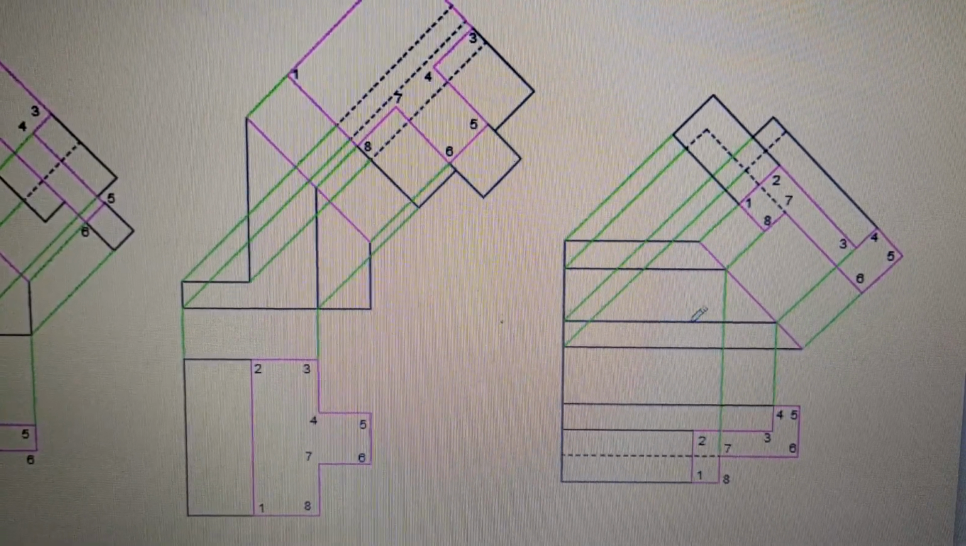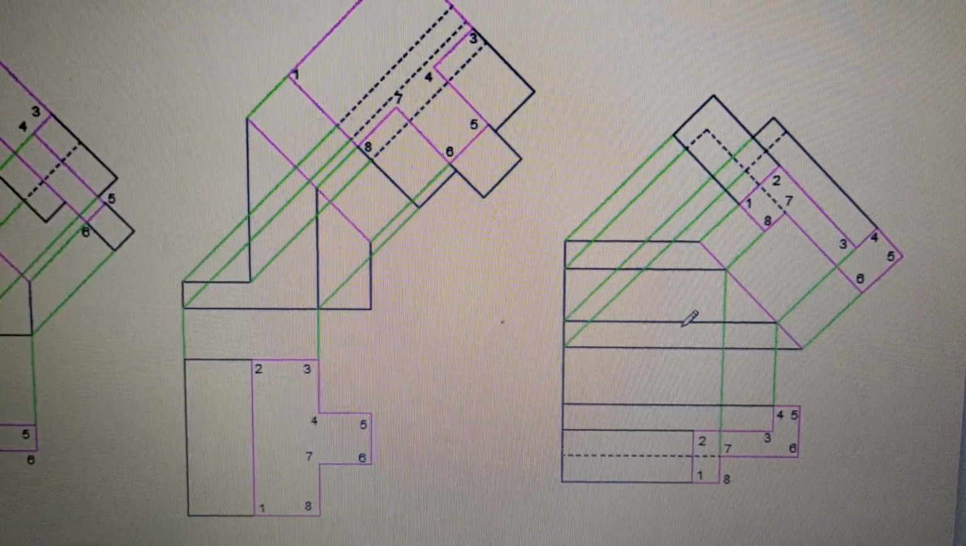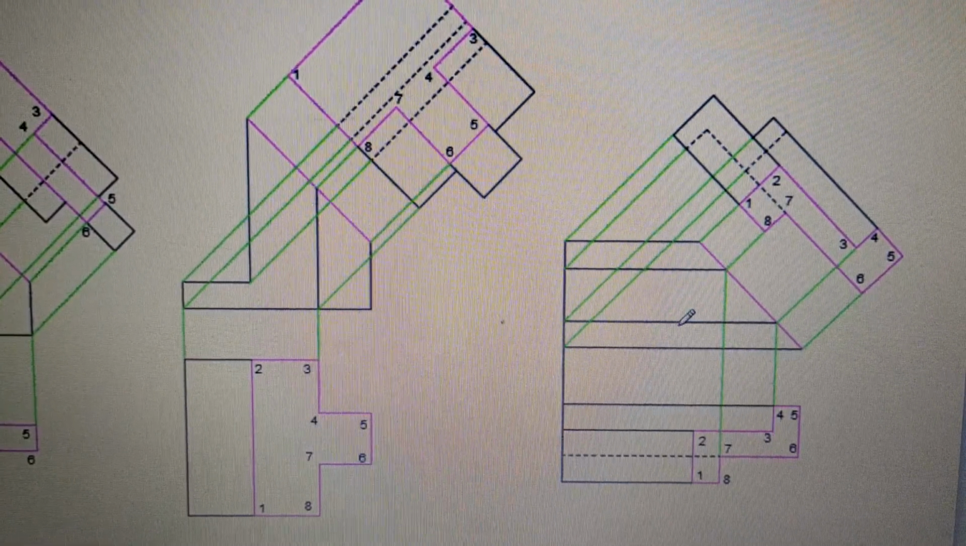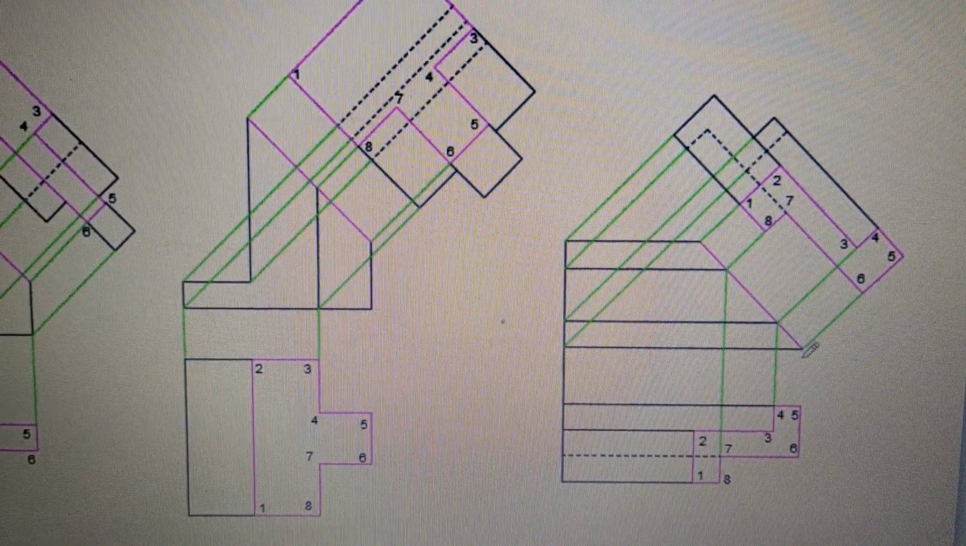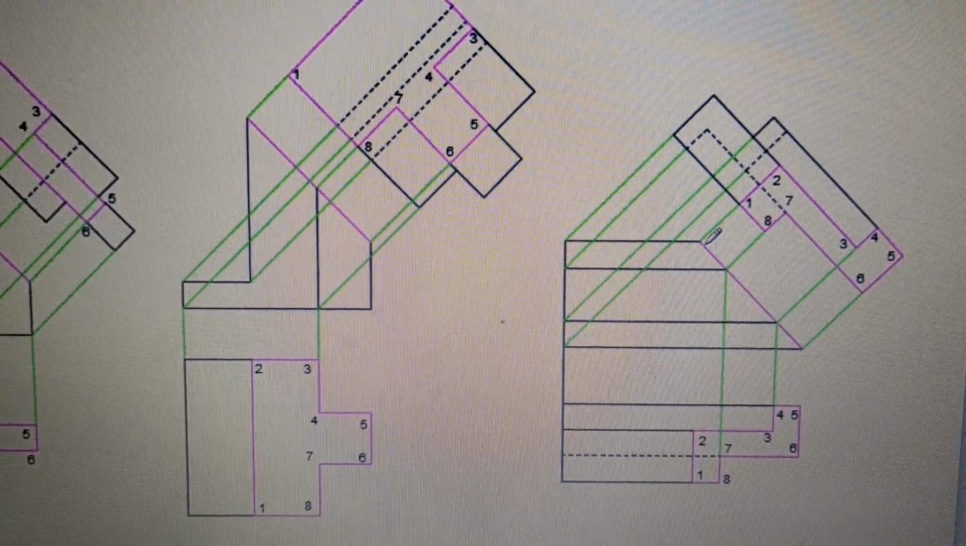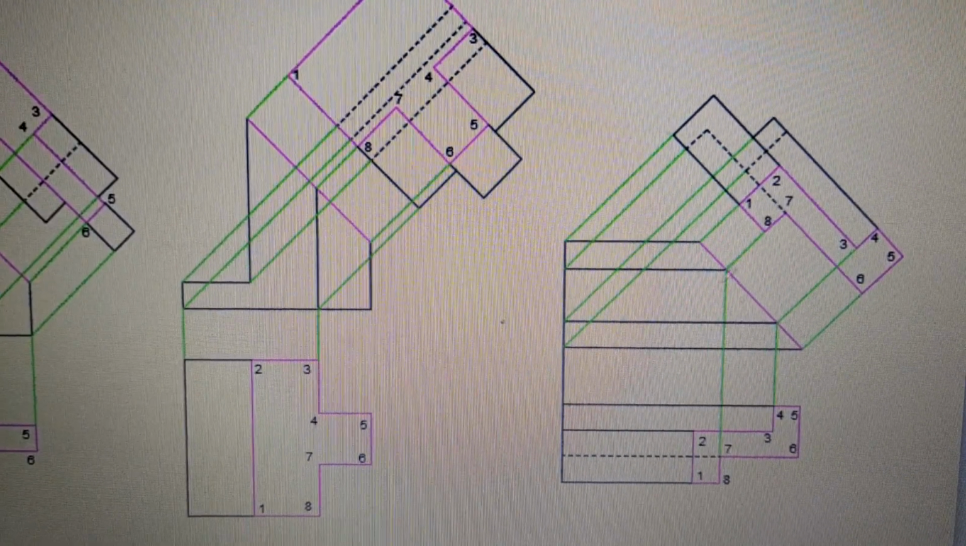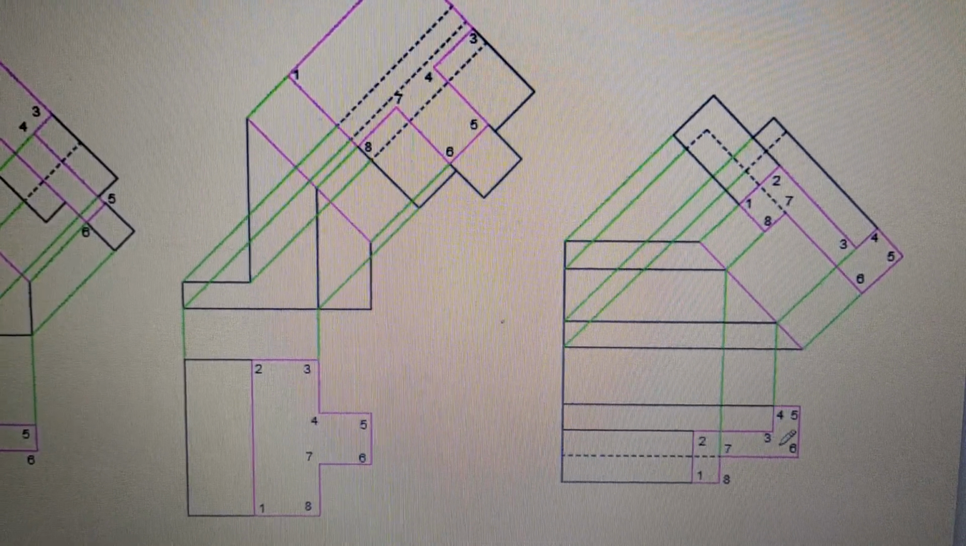Let me repeat, this is a dotted line. It is not shown, but it is a dotted line. Now, this object is cut over here. So when it is cut like this, the pink line is an inclined surface. So in the top view, after cutting, it looks like this.